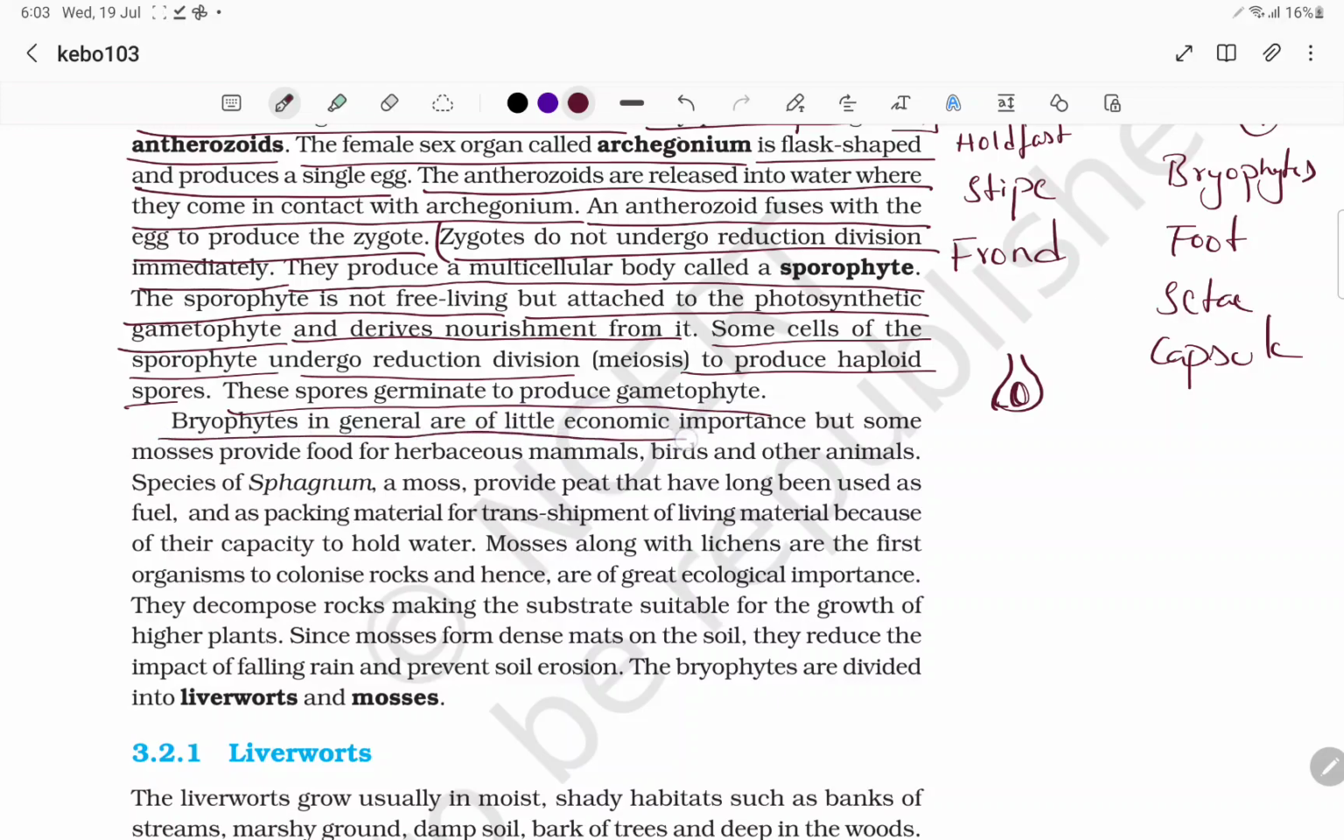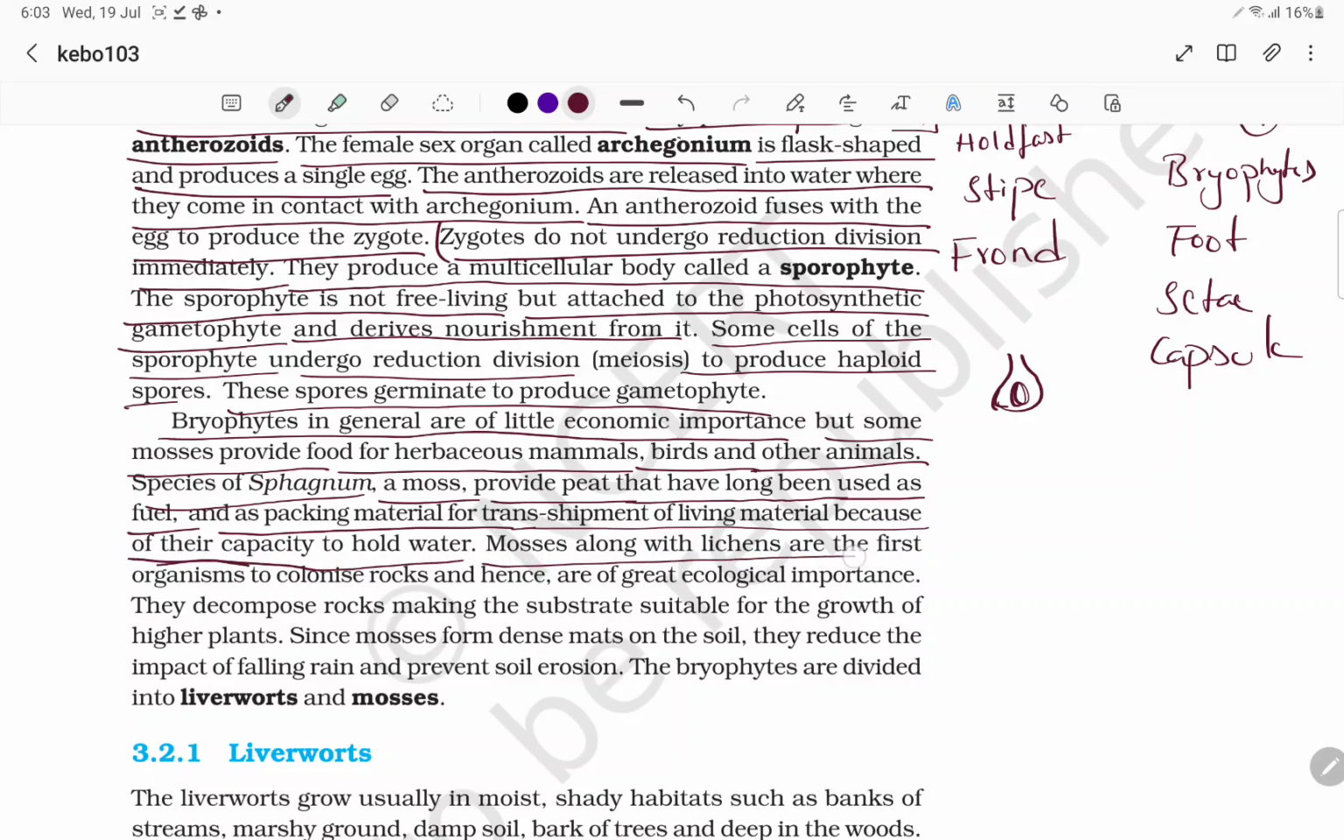Bryophytes in general have little economic importance, but some mosses provide food for herbivorous mammals, birds, and other animals. Species of sphagnum, a moss, provide peat that is used as a fuel and as a packing material for transshipment of living material because of its capacity to hold water.